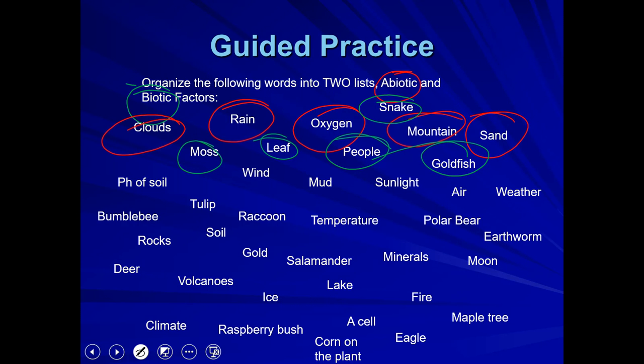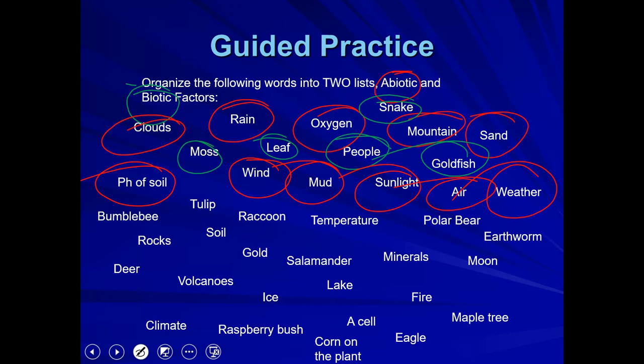Sunlight is non-living. Air is non-living, so it's abiotic. Weather is not living, so it's abiotic. Mud is not living, so it's abiotic. Wind is not living, so it's abiotic. The pH of soil is not living, so it's abiotic. A bumblebee is living, so it's biotic. A tulip is a kind of flower that looks something similar to that thing. So, yes, it is biotic.